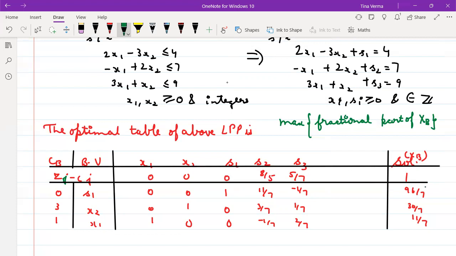How do you write 96 by 7 in fractional form? Quotient plus remainder over divisor. This is 13 plus 5 by 7. This is 30 by 7, which is 4 plus 2 by 7. And this will be your 1 plus 1 by 7. So that means you have to take the maximum of 5 by 7, 2 by 7, and 4 by 7. So what is your maximum over here? 5 by 7, that means this is your concerned row, right? So you have to add the constraint for this row.